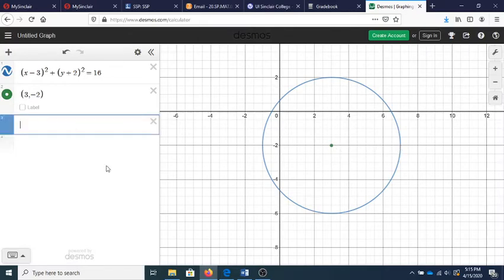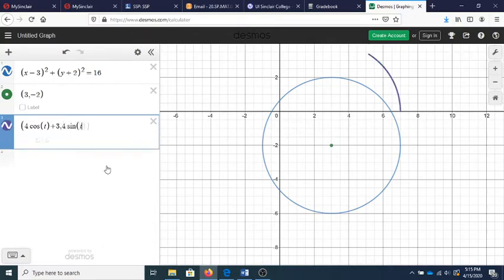Now, let's check out our parametric form. For x, we had 4 cosine of t plus 3. And for y, we had 4 sine of t minus 2. And again, we only get part of the circle. But if I replace that 1 with a 2 pi, now I get the whole circle. That was me clapping. A satisfied, like dusting your hands kind of clap. Yeah, that worked out pretty nice.